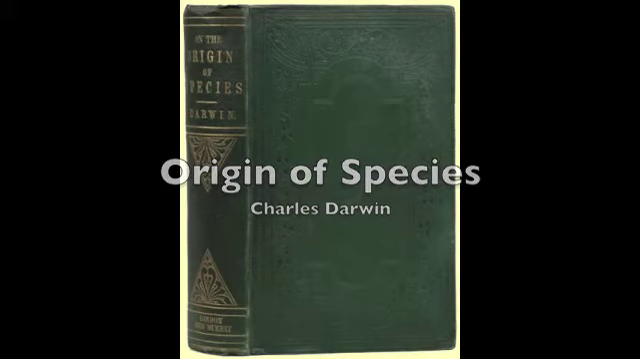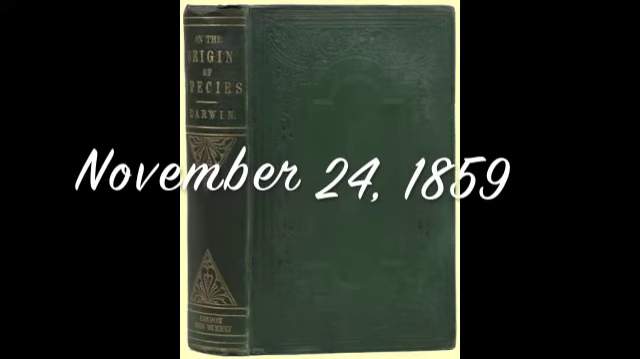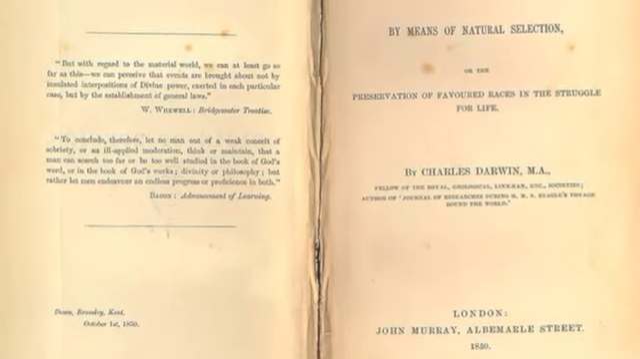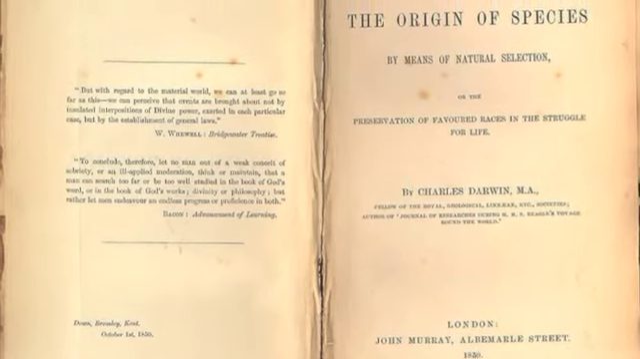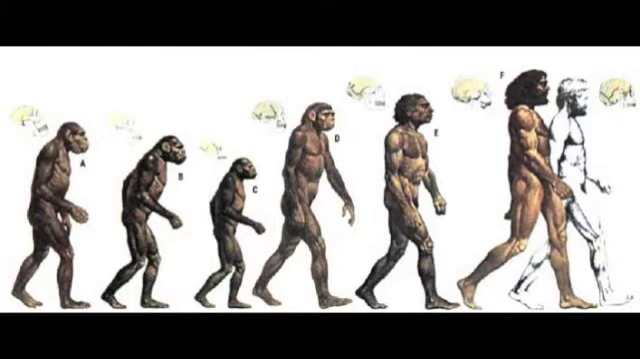Origin of Species was published on November 24th, 1859, by Charles Darwin. Charles Darwin created two main ideas. His first idea was that descent with modification explains life's unity and diversity. Darwin's second idea was that natural selection is a cause of adaptive evolution.